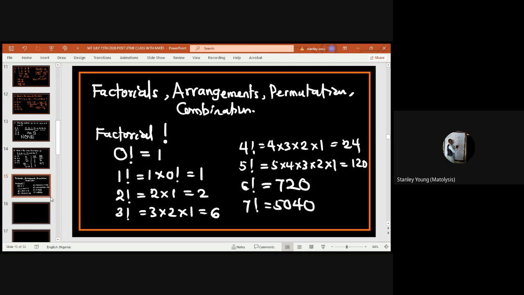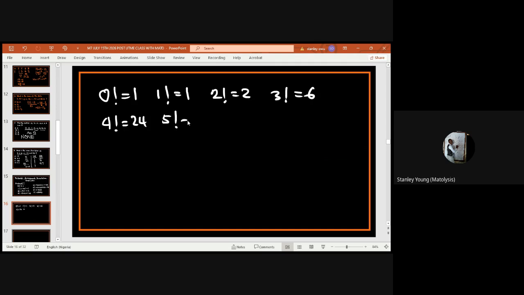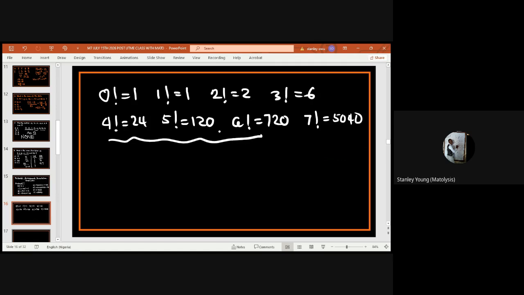So as an example, the summary there is: 0 factorial is 1, 1 factorial is also 1, 2 factorial is 2, 3 factorial is 6, 4 factorial is 24, 5 factorial is 120, 6 factorial is 720, 7 factorial is 5040. You can choose to know it up to 6 factorial, so that it will ease your calculation in the example.